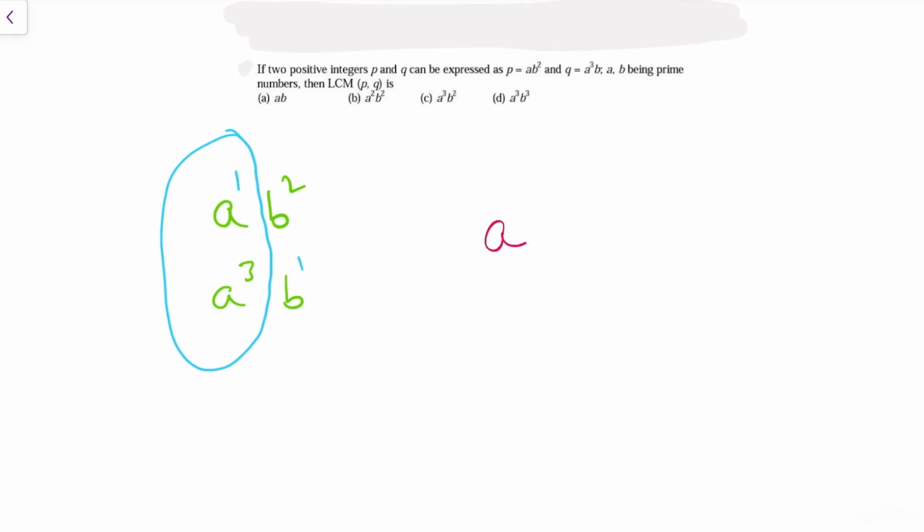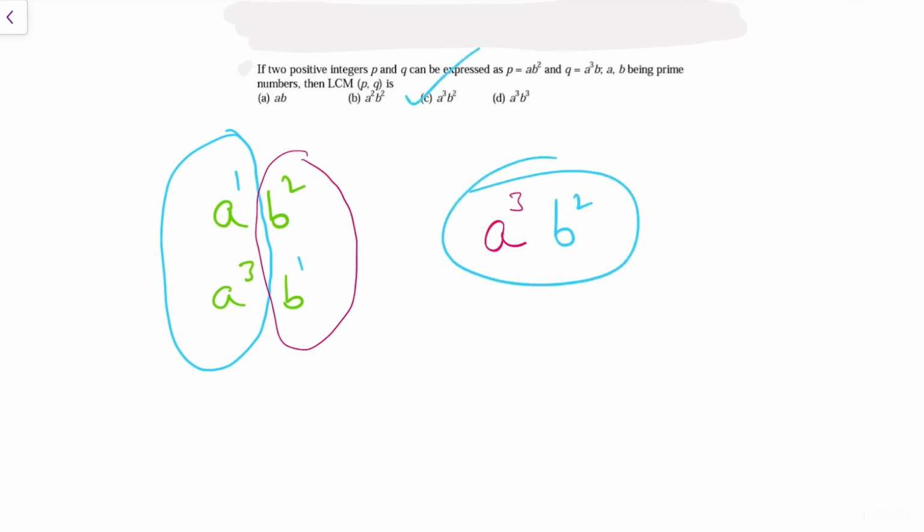Oh, sorry, again the same question. p is given as ab square and q is given as a cube b. To find the LCM, we always prefer the highest power. Here a is only power 1, and here b is only power 1. Now if you observe a power 1 and a power 3, for LCM we always prefer the highest power. So a cube is next. For b square and b power 1 also we need to prefer the highest power, that is b square. So our answer is a cube into b square. Option C is the correct option.